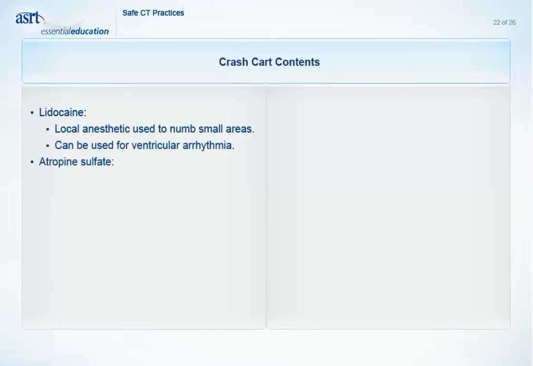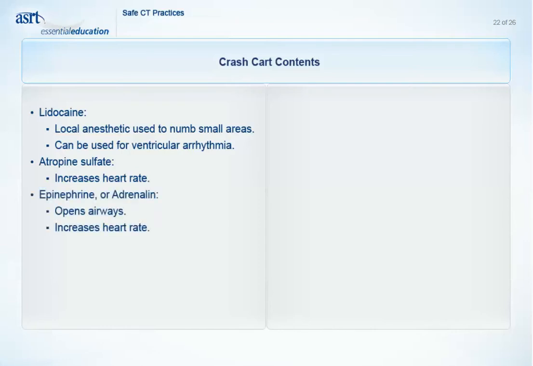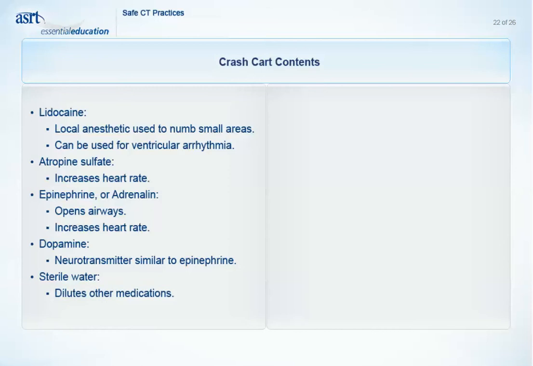Atropine sulfate generally is used to increase heart rate. Epinephrine or adrenaline opens airways and increases heart rate. Dopamine is a neurotransmitter similar to epinephrine. Sterile water is used to dilute other medications. Dextrose, 50%, is used to raise blood sugar.